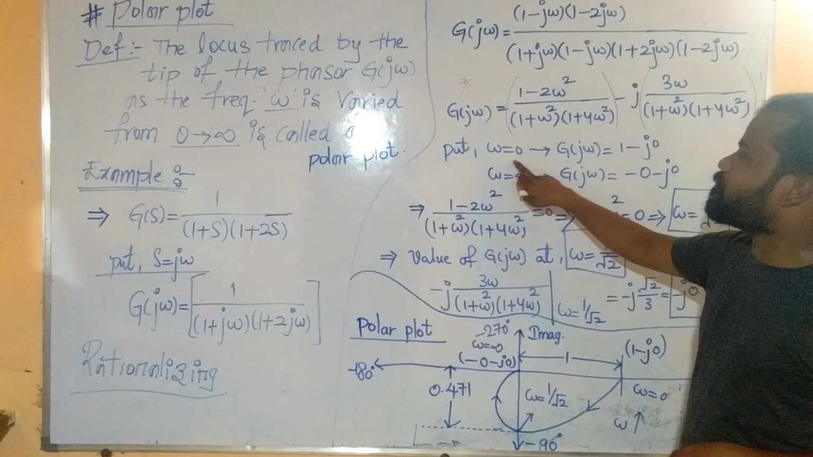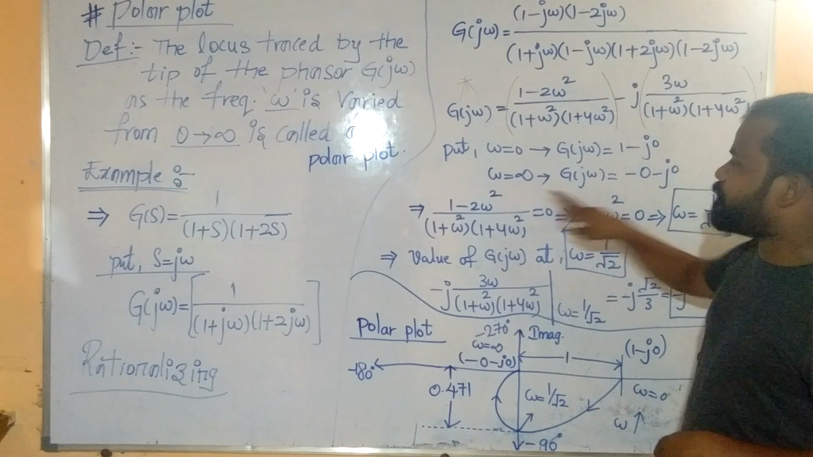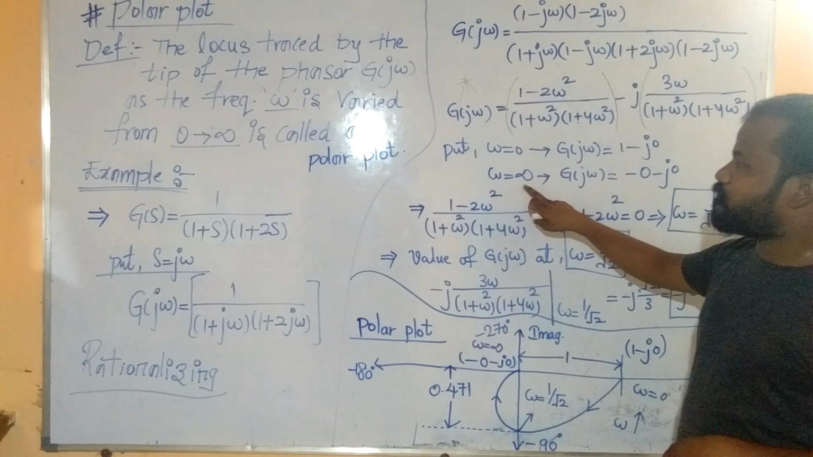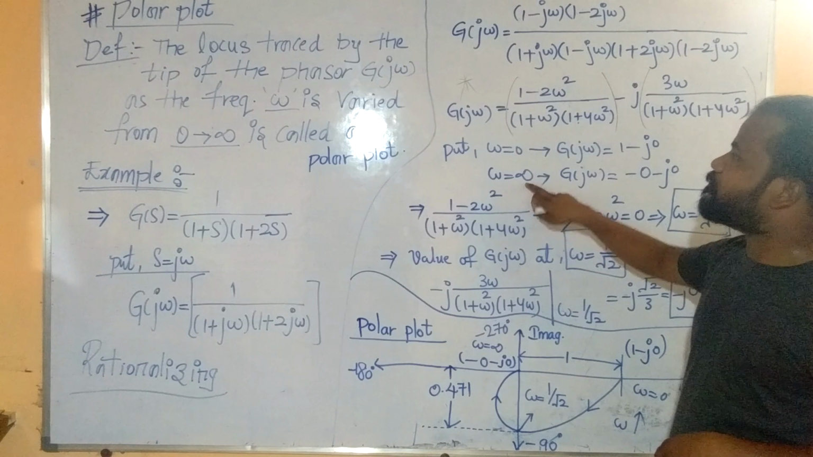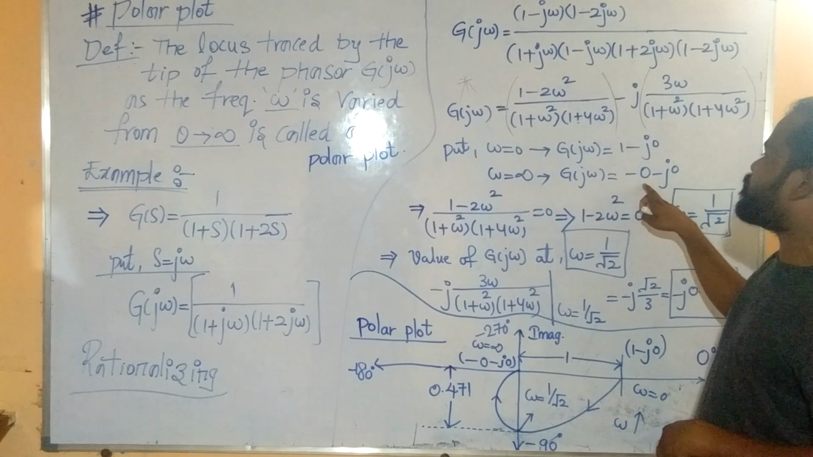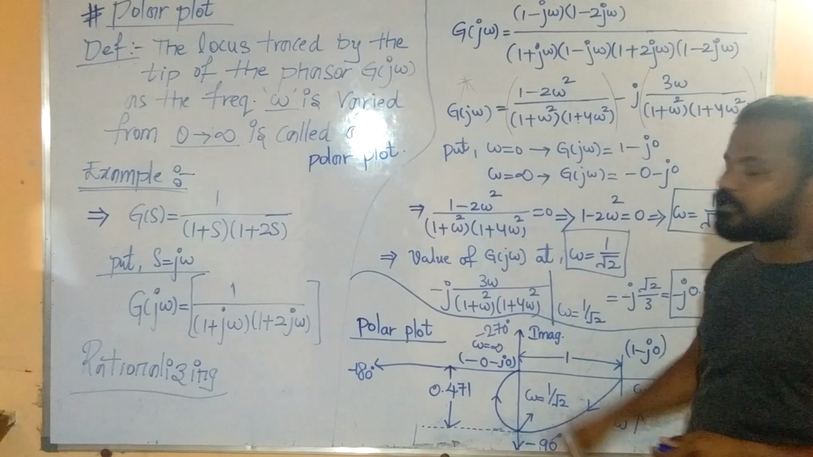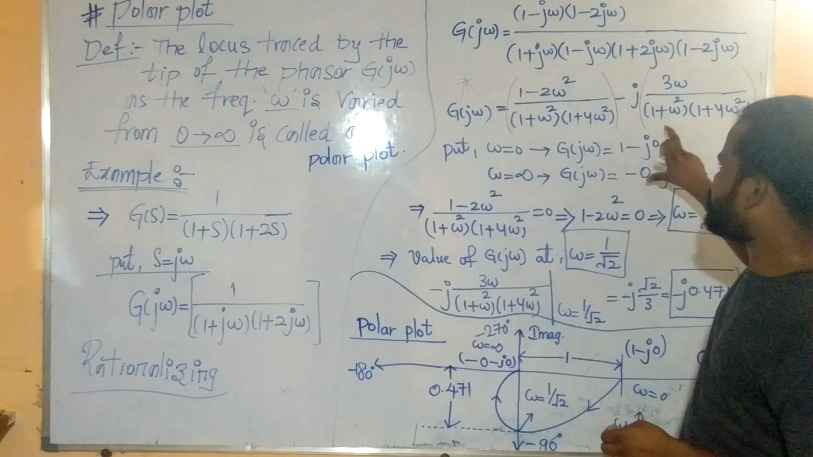It means when omega is equal to 0, G of j omega total is equal to 1 minus j0. And in the same way, when omega is equal to infinity, just substitute omega equal to infinity in this term, and again you will get G of j omega equal to minus 0 minus j0. Now with the help of these two only we are going to draw the polar plot. Clear?